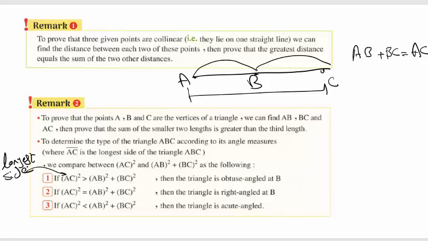If the longest side raised to the power of 2 is greater than the sum of the squares of the 2 other sides, or the 2 smaller sides, then it's an obtuse angle triangle. And if they are equal, then it will be a right angle triangle, and if the longer side raised to the power of 2 is smaller than the sum of the squares of the two other sides, then it's an acute angle triangle.